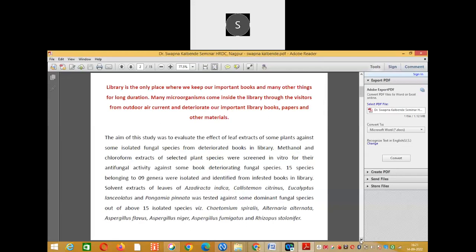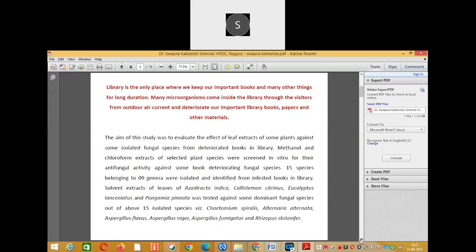As we all know, the library is the place where we keep our important books and many other things for a long duration. Many microorganisms come inside the library through visitors and outside air currents and deteriorate our important library books, papers, and other materials. So the aim of this study was to evaluate the effect of the leaf extract of some plants against some fungal species isolated from the deteriorated books in the libraries.